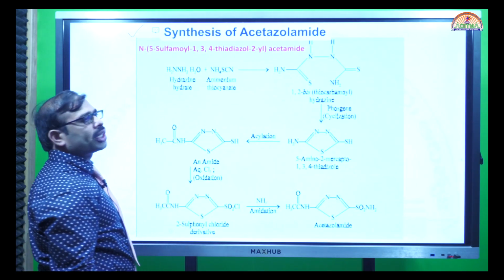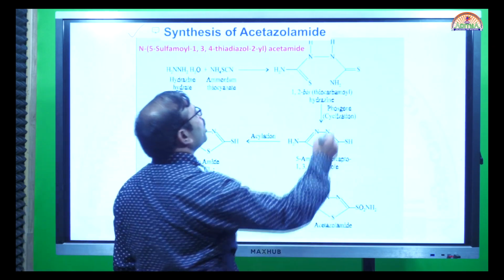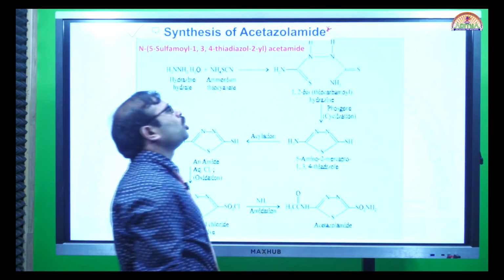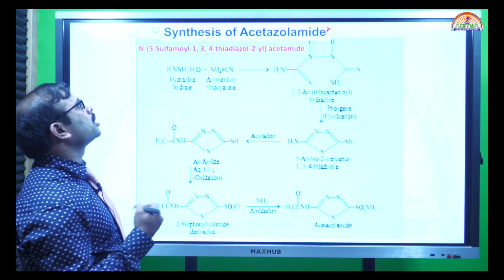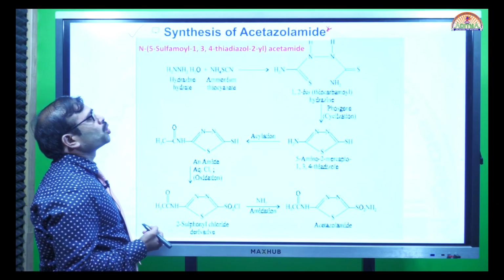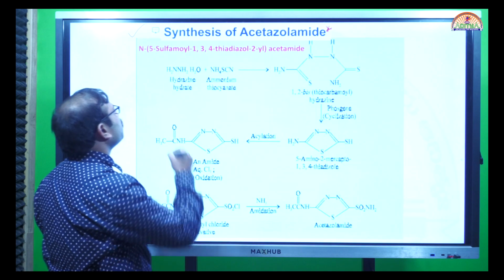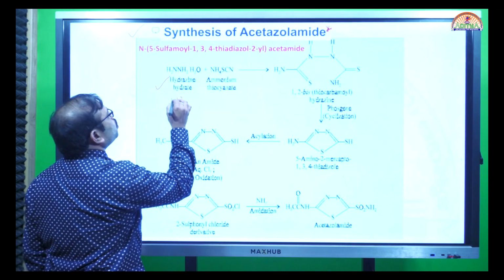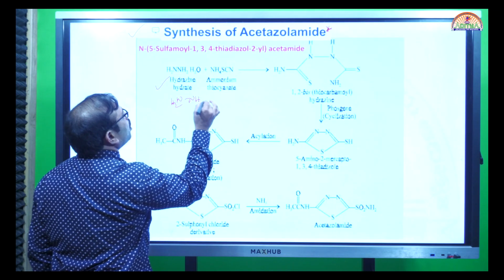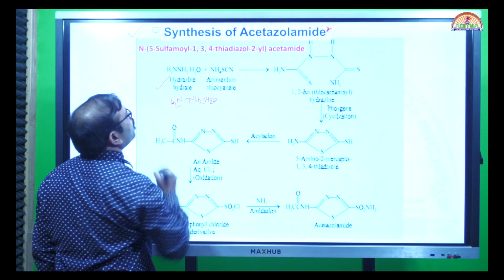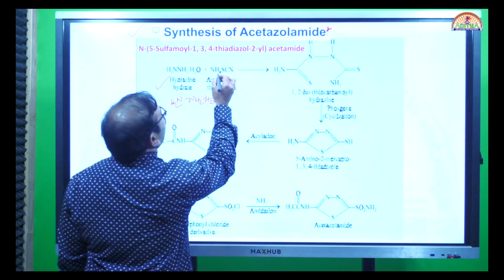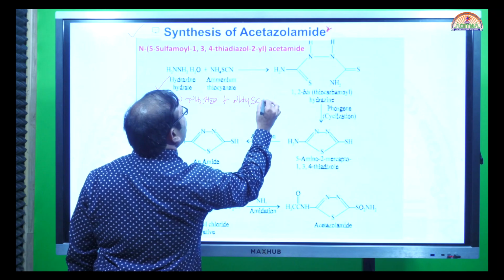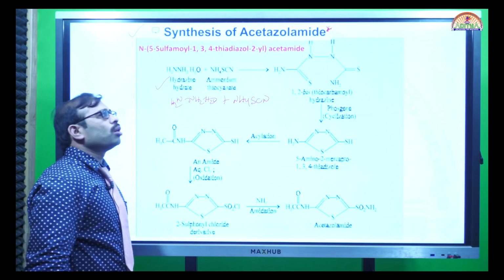Acetazolamide is a diuretic with the star mark. If you look at the syllabus, the star mark indicates that we need to learn extensively about the synthesis of acetazolamide. Acetazolamide can be synthesized by taking hydrazine, NH2NH2, hydrate, followed by ammonium thiocyanate, NH4SCN, as a reactant.